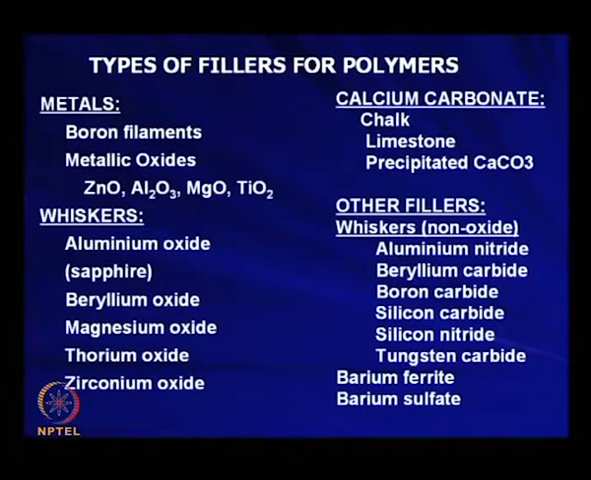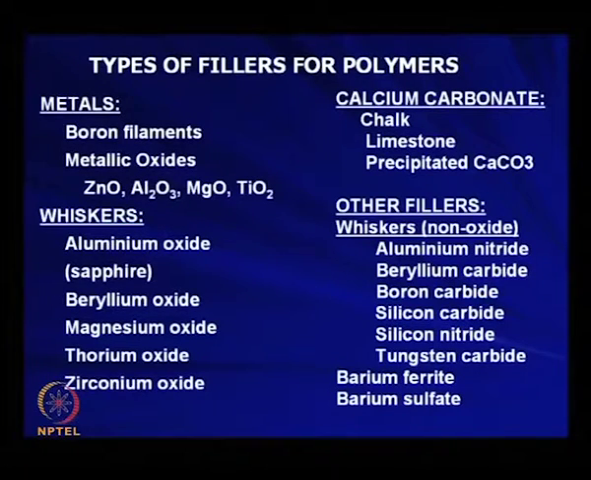Then metals, say metal powders or metallic fibers, are also used as fillers. Metallic oxides are also used as fillers, say boron filaments, and metallic oxides such as zinc oxide, alumina, magnesium oxide, titania. Whiskers, aluminum oxide, sapphire, beryllium oxide, magnesium oxide, thorium oxide, zirconium oxide are also used as fillers. Calcium carbonates, say chalk, limestone, precipitated calcium carbonate, are also used as fillers.